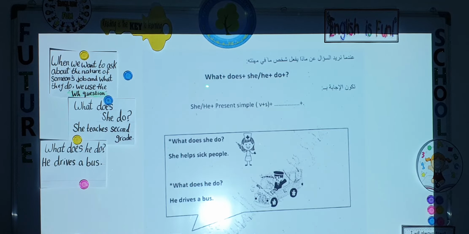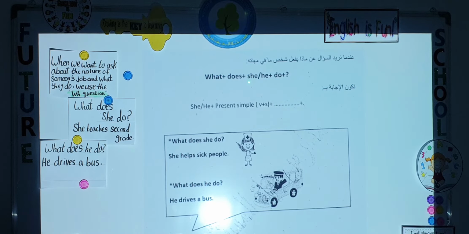It starts with what and the second word should be does. Okay, so what does? Yalla, all together. What does? Repeat after me. What does? Now, after what does, we put the subject الفاعل.